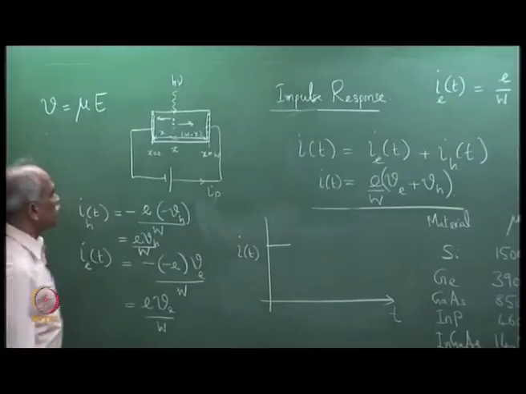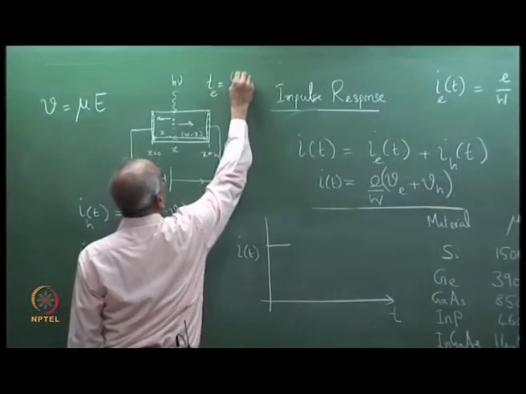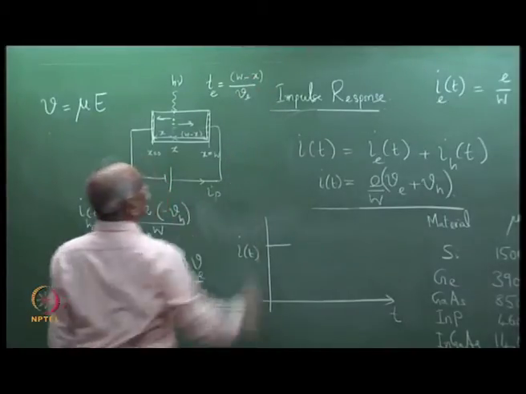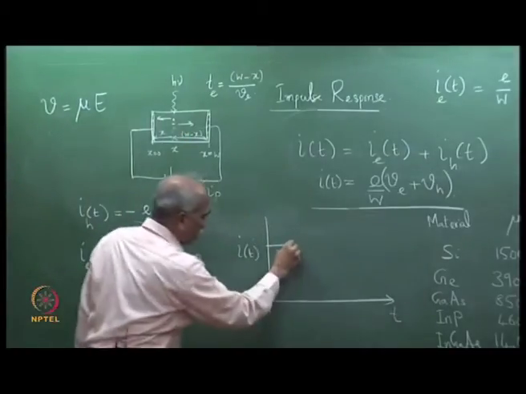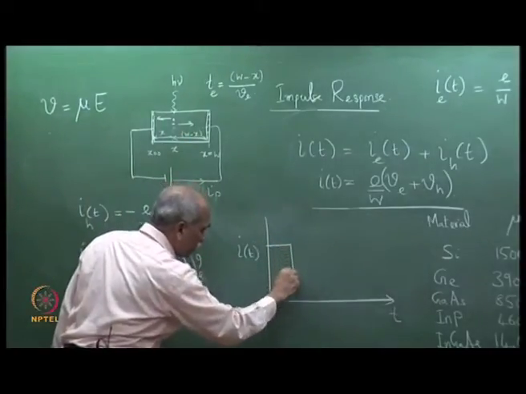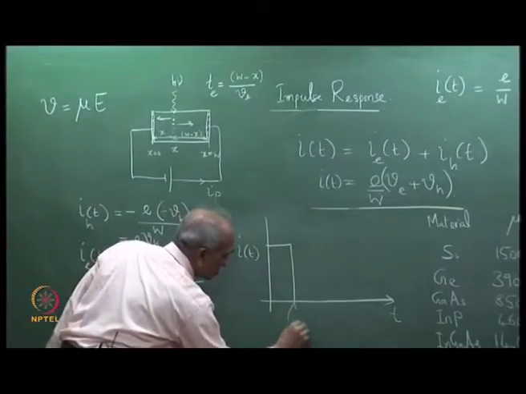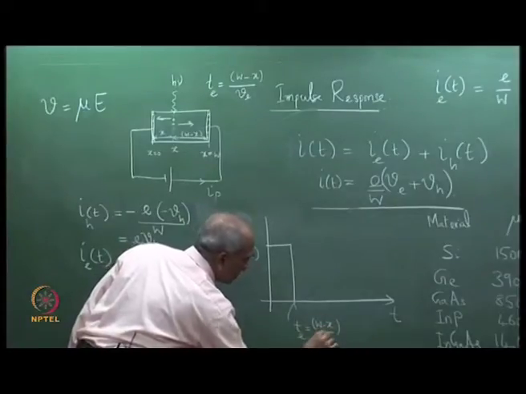So, distance divided by velocity, so T_e is equal to W minus X divided by V_e, and that is the time taken. So, up to that time T_e, the current will persist and then it will drop down to 0. So, this value here is T_e is equal to W minus X divided by V_e.